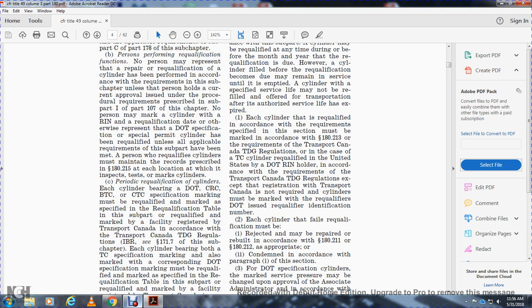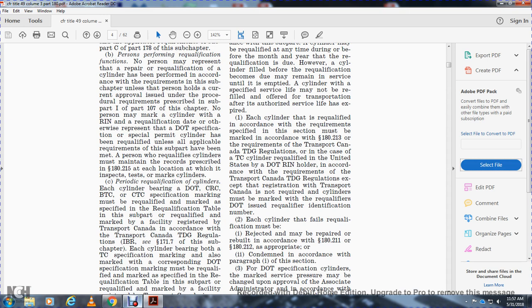Each cylinder requalified in accordance with the requirements specified in this section must be marked in accordance with 182.13 and the requirements of the Transport Canada Transportation of Dangerous Goods. In the case of a TC cylinder requalified in the United States, it must be done by an RIN holder in accordance with the requirements of Transport Canada.